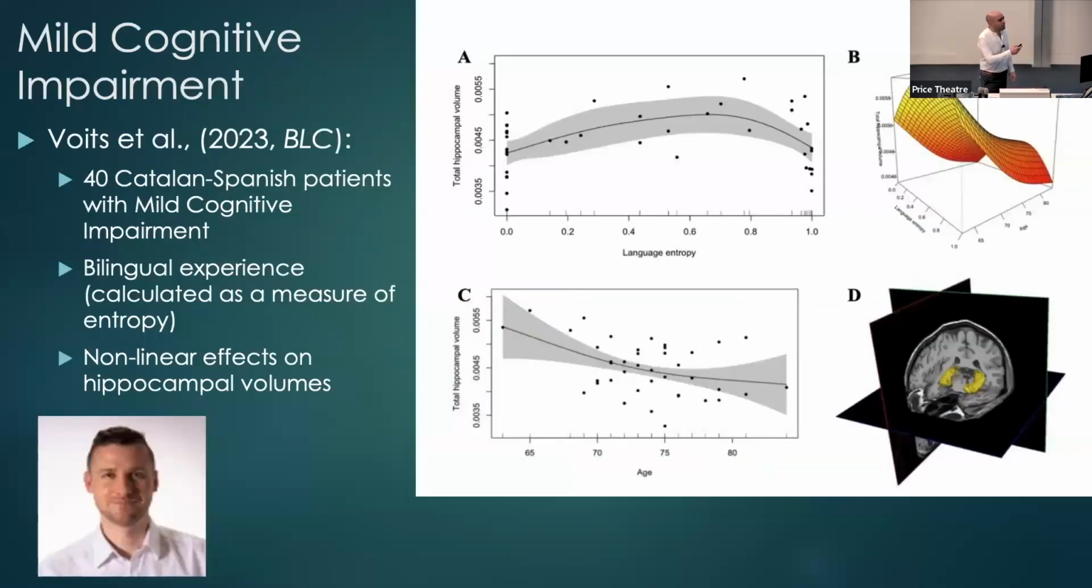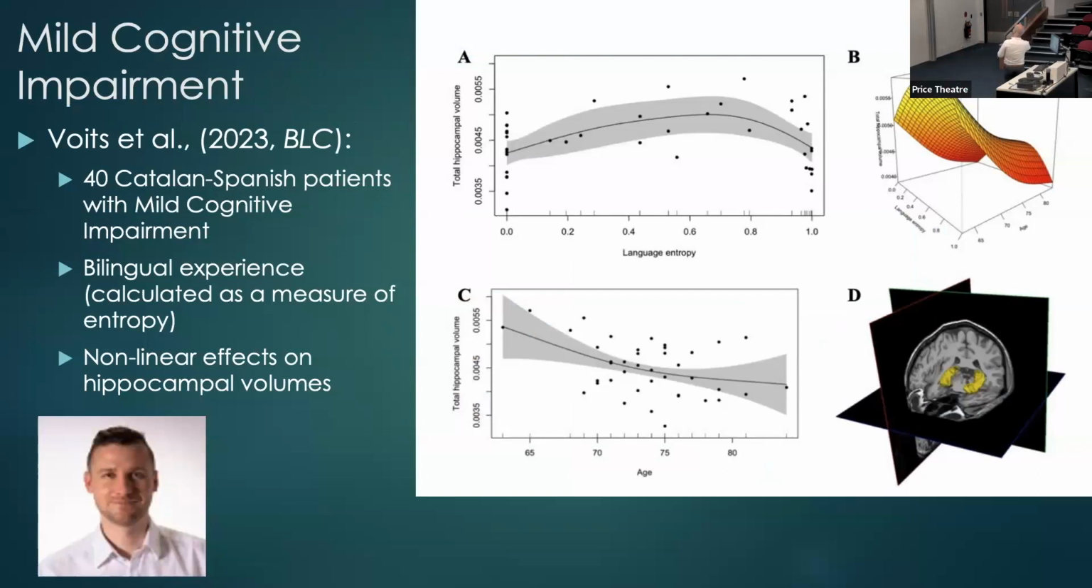Moving on, mild cognitive impairment, which is a condition, we don't call it disease, right? It's a condition which is thought to precede full-blown Alzheimer's disease, right? So this is where cognitive decline starts, but it's not as profound yet. So we tested 40 Catalan Spanish patients with mild cognitive impairment. So you may say 40, that's a very small N. If you try to do research in MCI, this is a huge N.